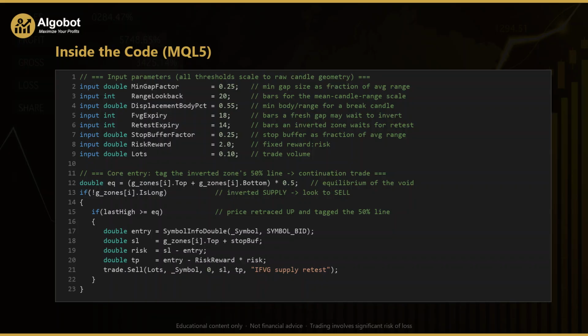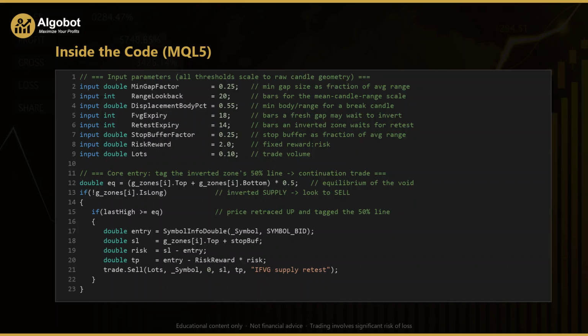FEG expiry and retest expiry govern patience. How many bars a fresh gap may wait to invert, and how long an inverted zone waits for its retest. Stop buffer factor adds a cushion beyond the zone for the stop, and risk-reward sets the fixed reward-to-risk multiple on the target. Lots is the trade volume.